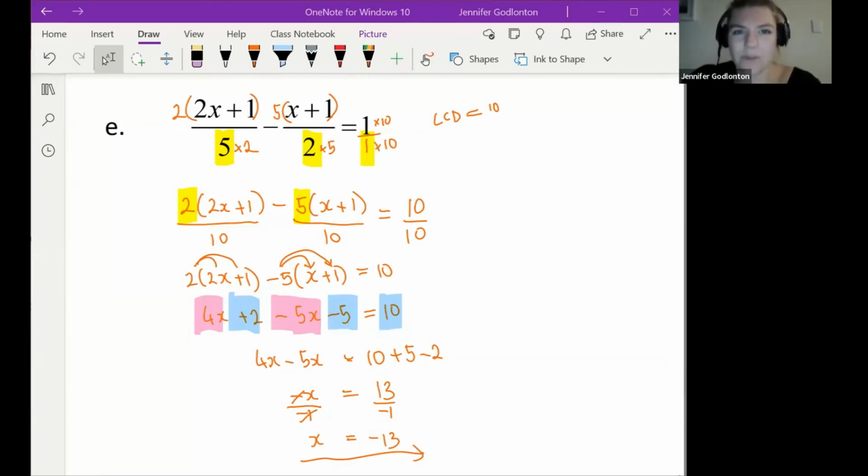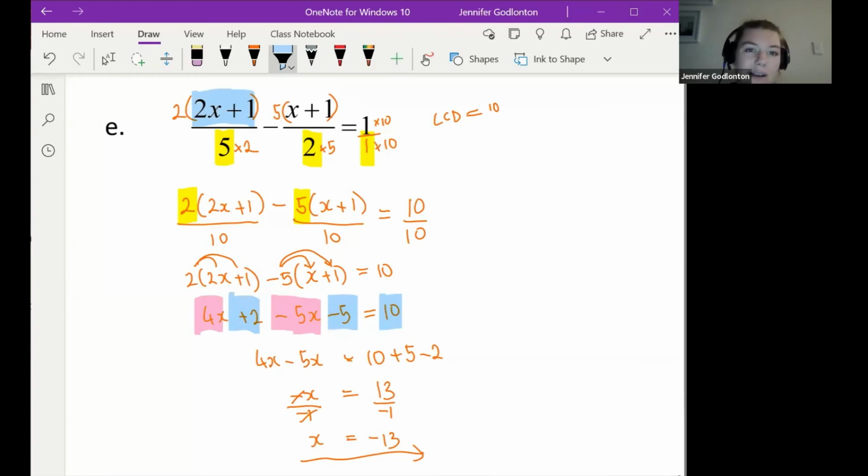I wanted to ask, would it be wrong if you simplified the numerator first before dropping the denominators? So we can't simplify them because we can't add 2x plus 1, they're not like terms, and we can't add x plus 1. No, ma'am, you mean at this step here? Yes. That's fine, totally fine. Okay, cool.